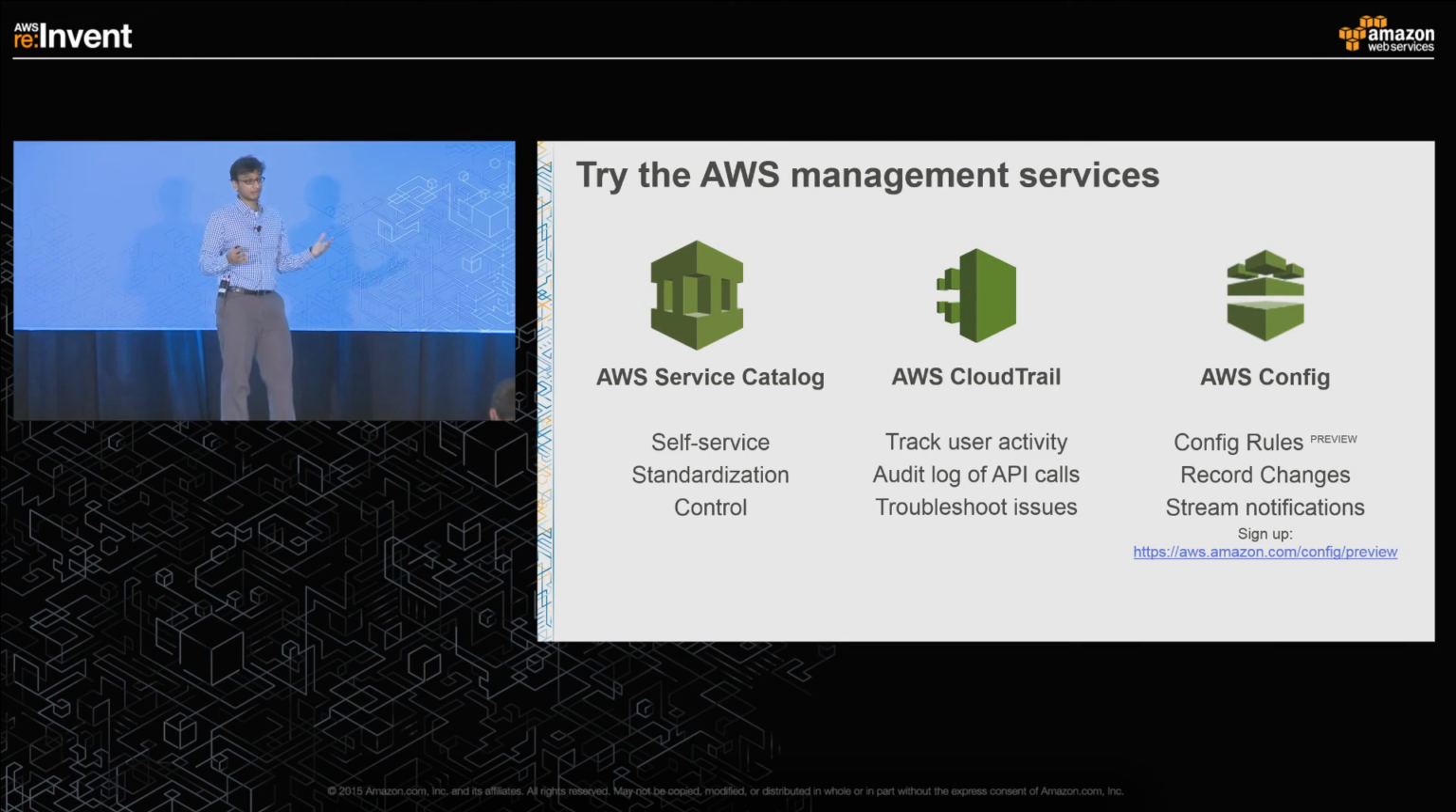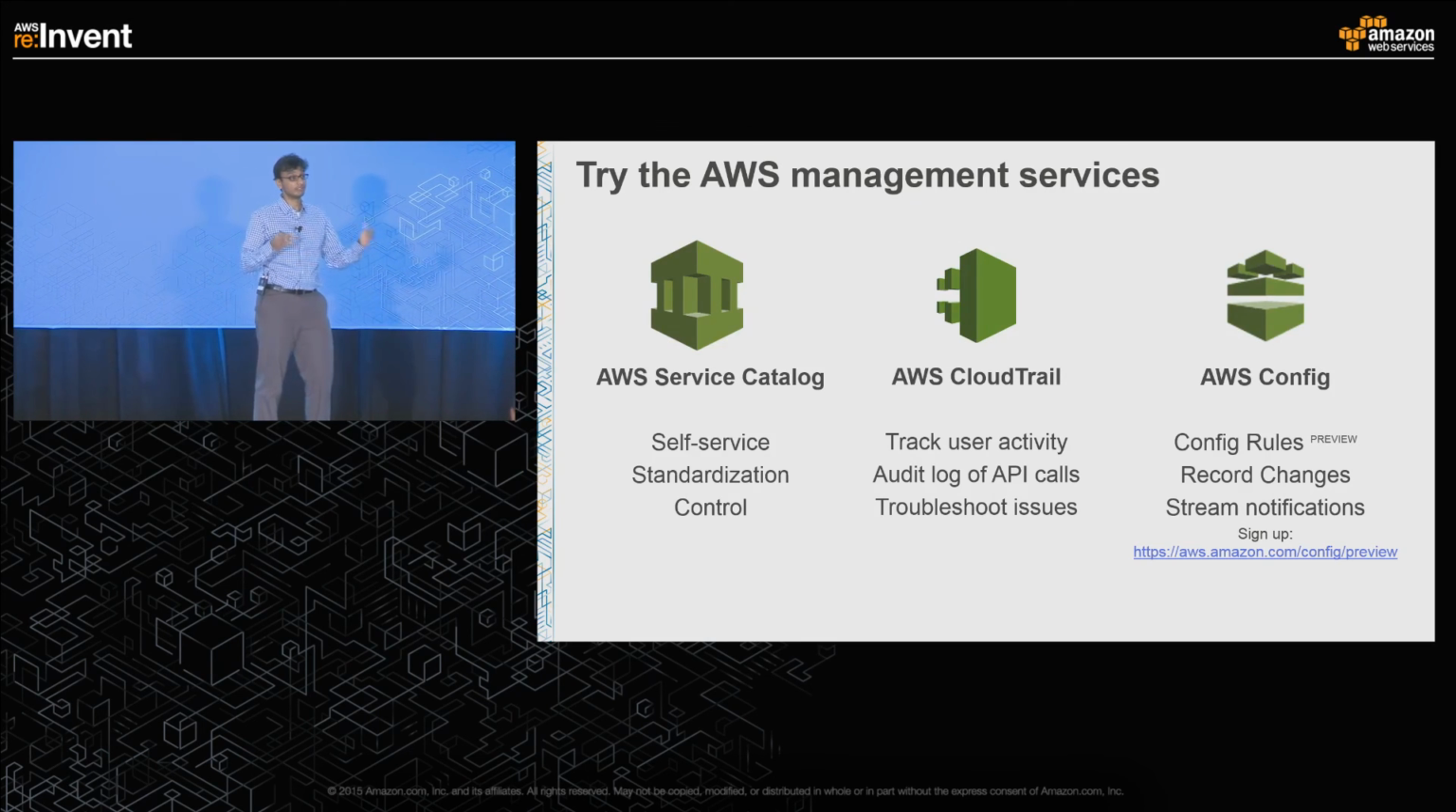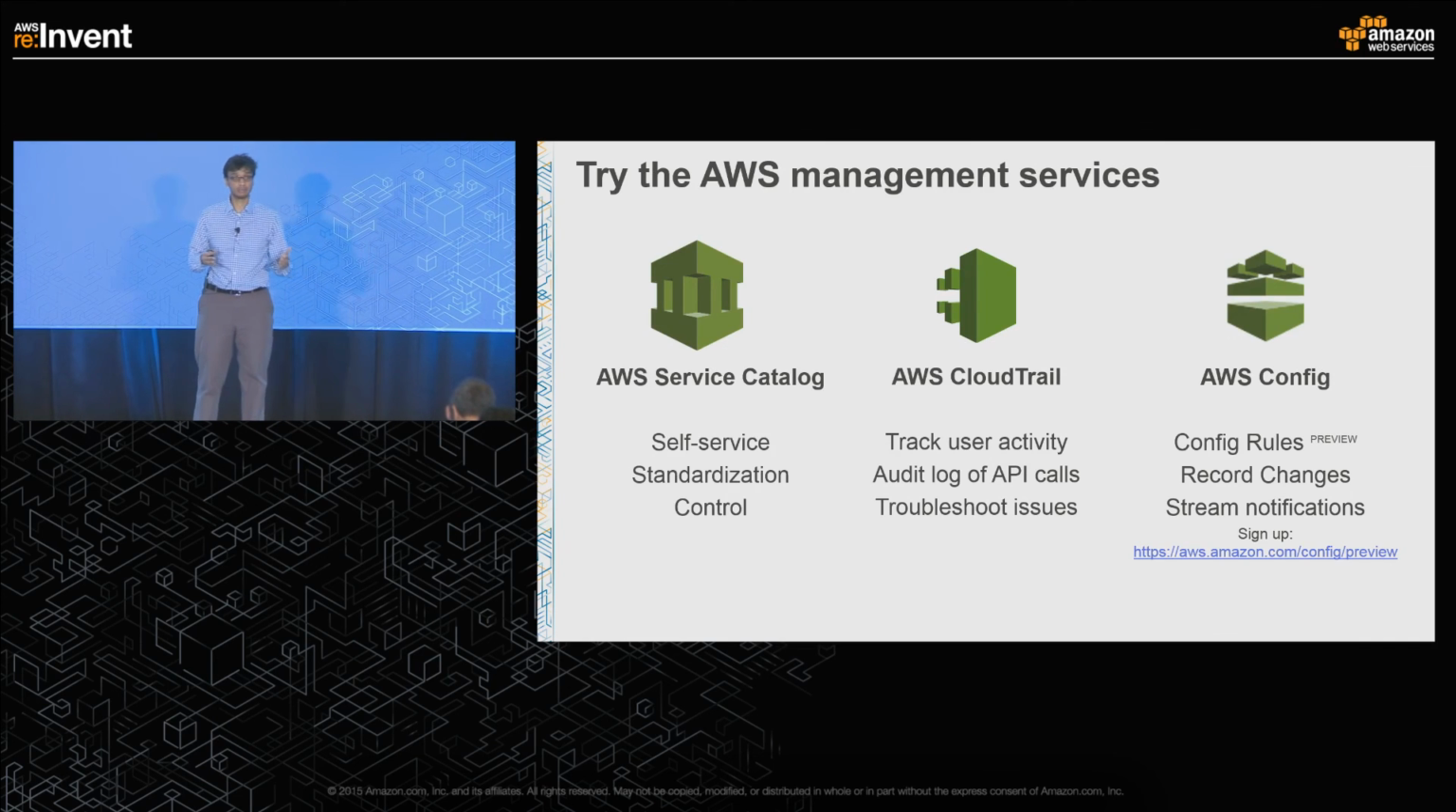Really, the best way to do this is to try these services. Service Catalog helps you standardize these resources so you can provision things that are completely approved by your administrator. You saw how you can use CloudTrail to track API activity on these resources and get alerted if an API activity that you weren't expecting happened. And you can use AWS Config to track the configuration of these resources and set up config rules that help you make sure that things like what you saw are not happening. Config rules, I should mention, is in preview after Wednesday's launch, so you can sign up for preview at aws.amazon.com/config/preview.